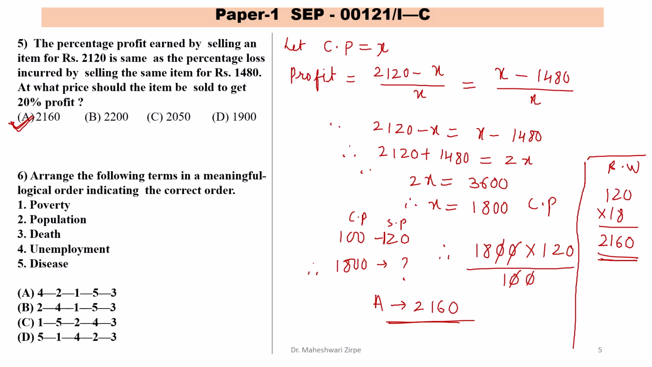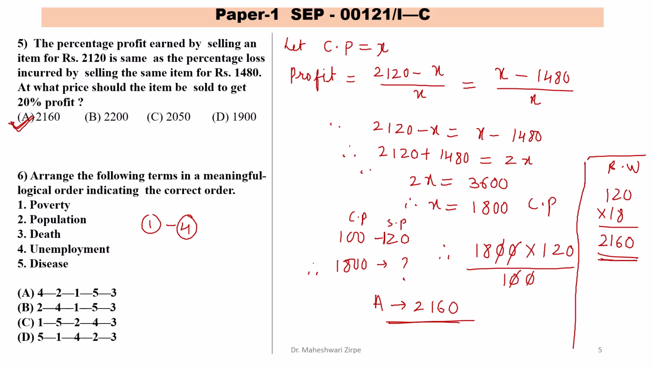Now the next question is: arrange the following terms in the meaningful logical order, indicating the correct order. The options given are poverty, population, death, unemployment, and disease. So students, you should try to find the logic behind this. According to me, the logic is that population should be first, because when the population is more, what is the second thing that will happen?